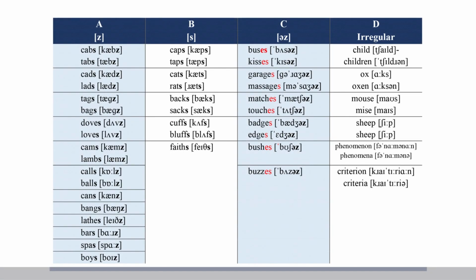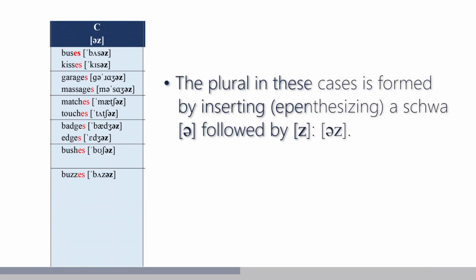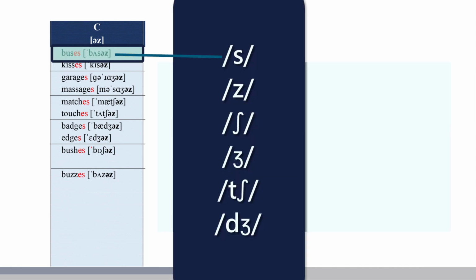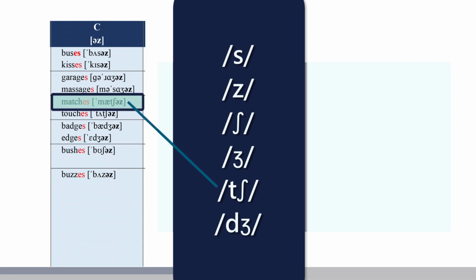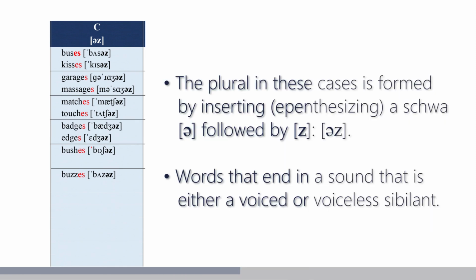Now I'm going to write a rule for column 3. For column 3, you insert a schwa, so the "za" becomes "uz" whenever the consonant that precedes the sound is a sibilant consonant. Now let's look at these words. Buses, it's a "sa", it's a sibilant. Bushes, it's a "sha", it's sibilant. Matches, and then badges. They're all sibilants, therefore you insert the schwa.